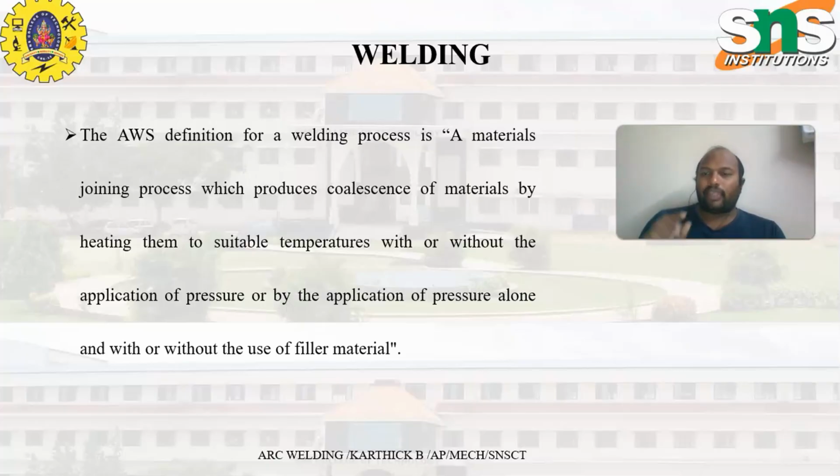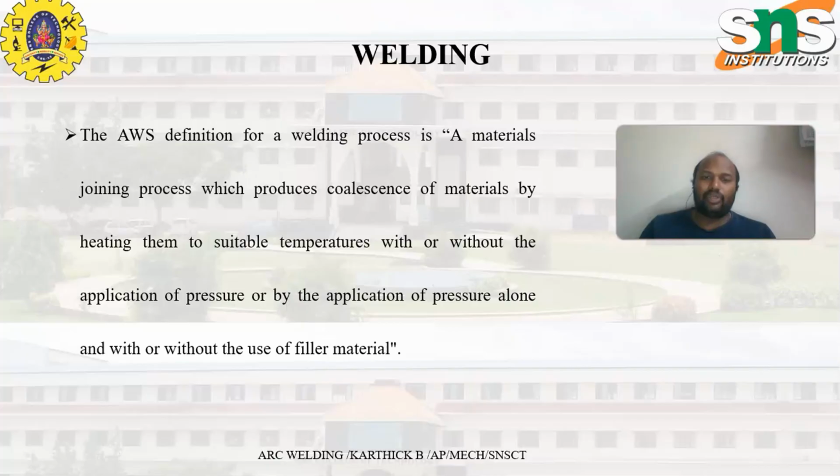The second one is that if you are going to join the metal, the basic thing we need is to heat the material. So here the source of heat is very much important. According to the source of heat, the welding process may vary, and the classification of welding can also be done.